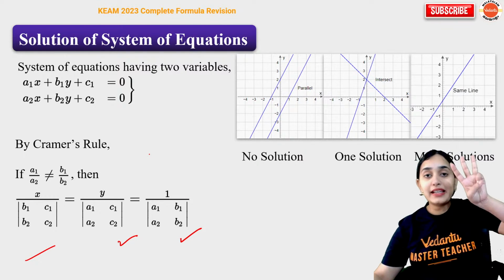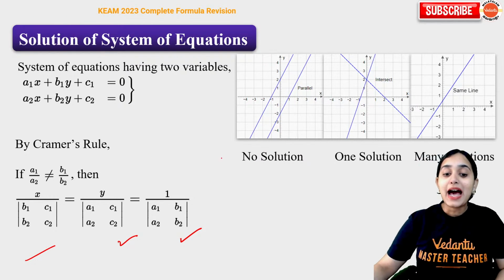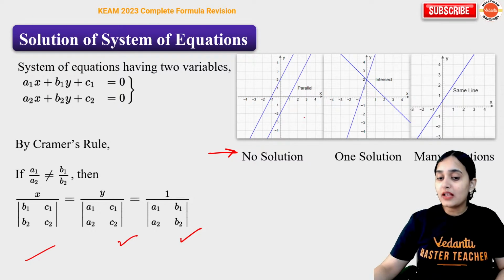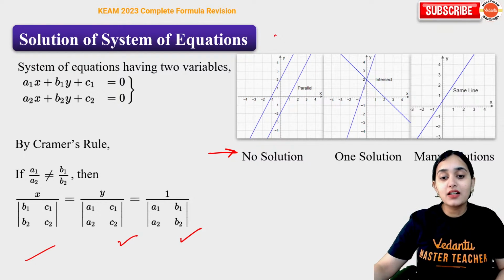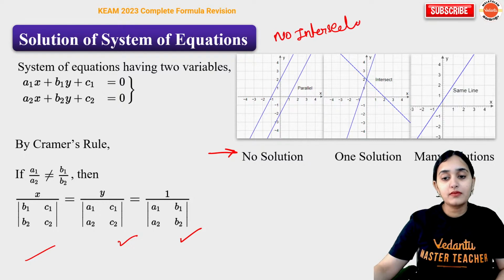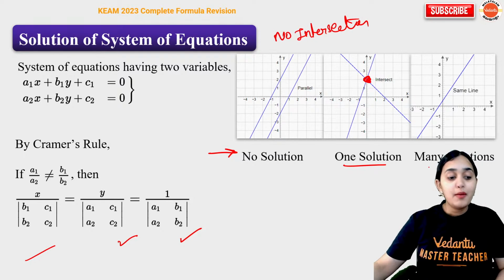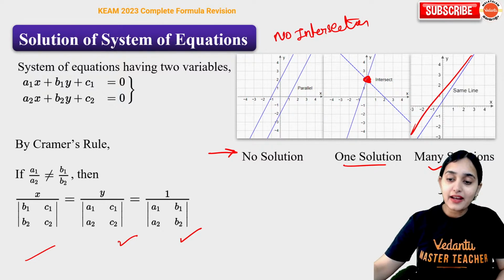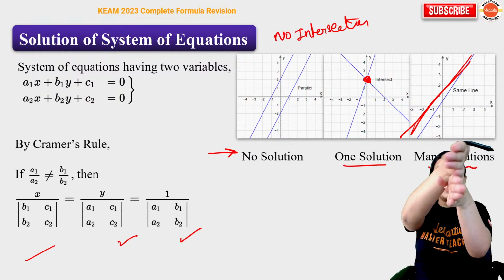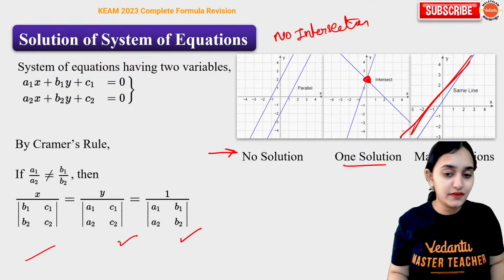Now, there are three types of solutions possible. Either there will be no solution, when the lines do not intersect. One solution, when they intersect at one point. Many solutions, when they intersect at a lot of points. The lines are like this, one above the other.